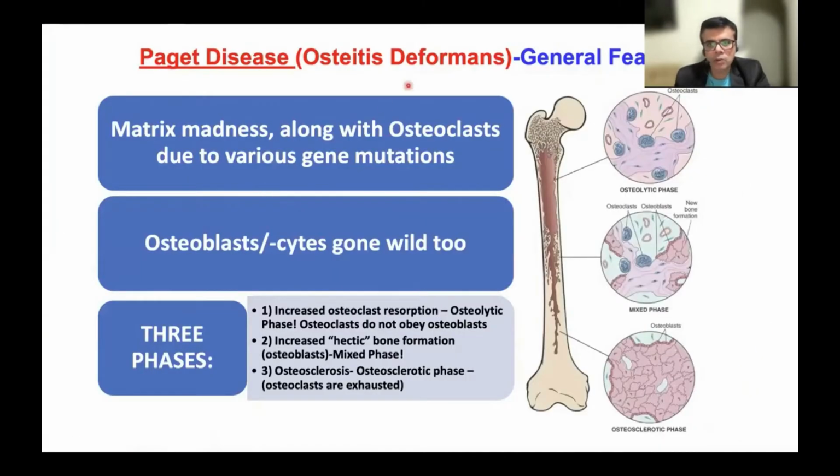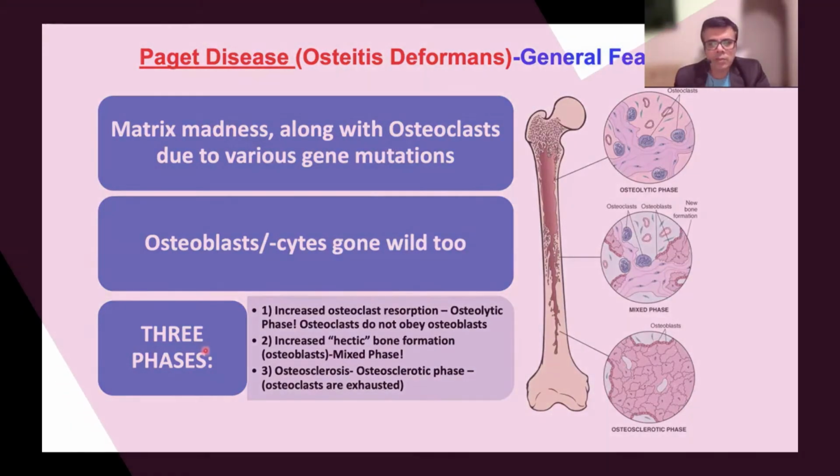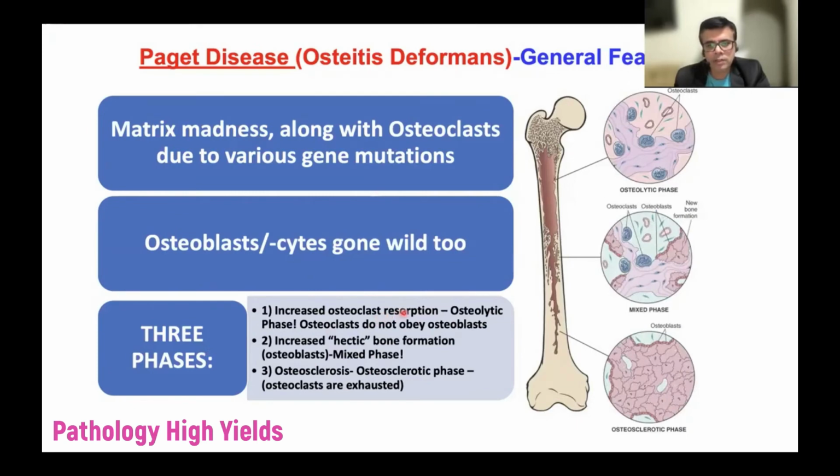So Paget's disease, also known as osteitis deformans, has some general features. There are various genetic mutations that take place. There is overgrowth of both the osteoclasts as well as osteoblasts, and there are three phases. First, there is increased osteoclast resorption, so there is increased lytic activity initially. Osteoclasts do not follow the osteoblastic activity, and they just proliferate rampantly. Then comes increased, hectic bone formation, as osteoblastic proliferation now also pumps in. So both osteoclastic and osteoblastic activity are stimulated. This is the mixed phase.